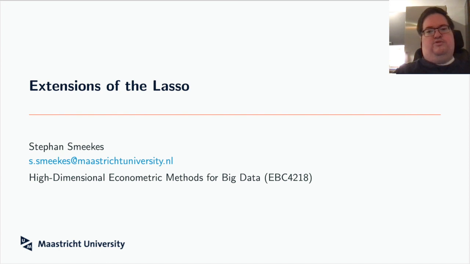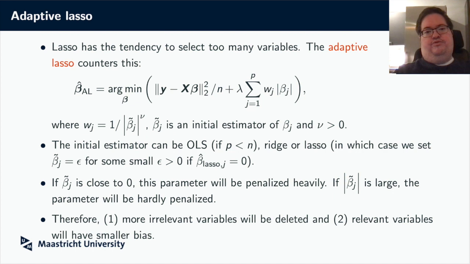In this video I will discuss several extensions of the lasso. The first is the so-called adaptive lasso, which is designed to counter the tendency that the lasso has to select too many variables. So you will often see, if you run the lasso, you'll still get quite a lot of variables selected, some with relatively small coefficients.